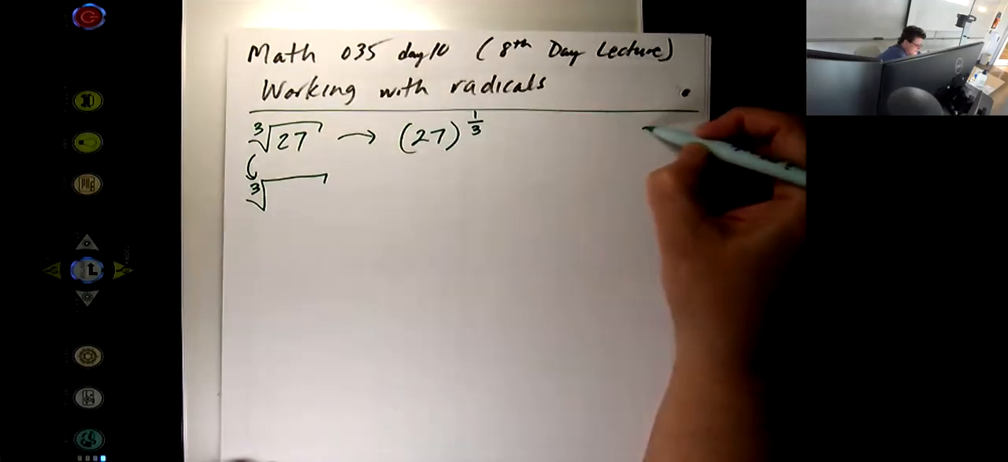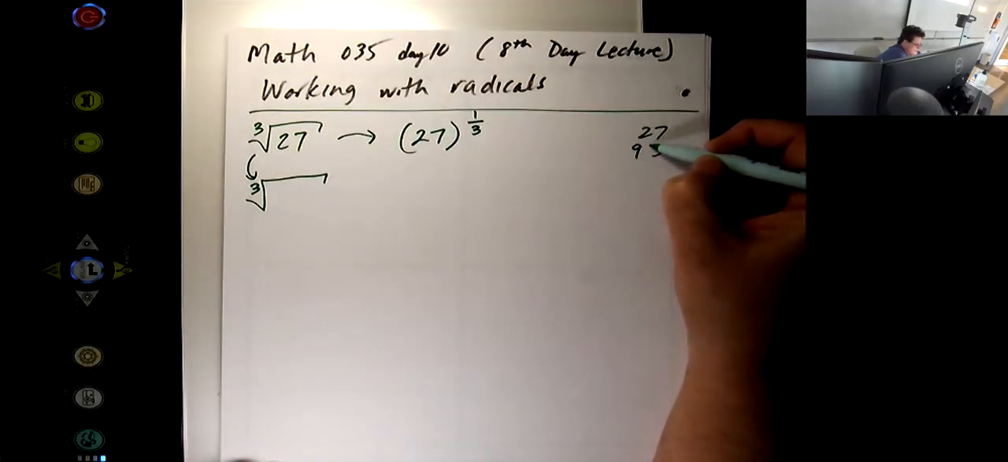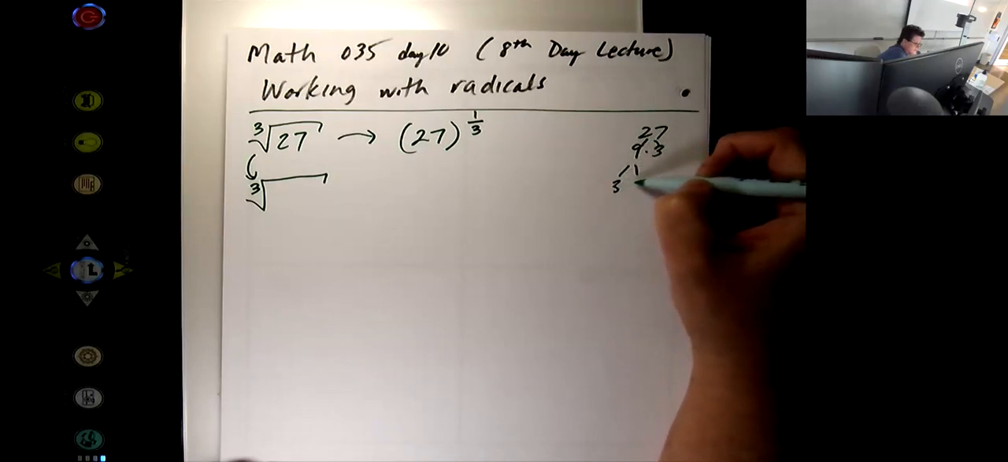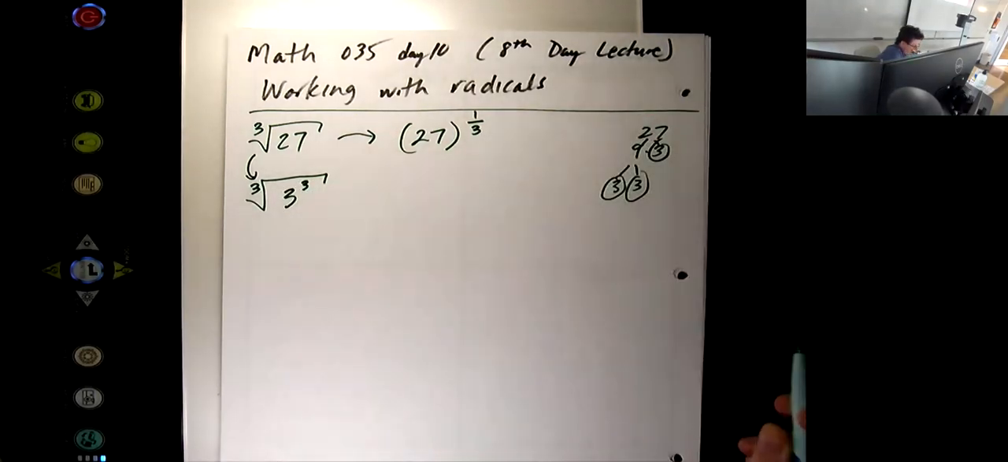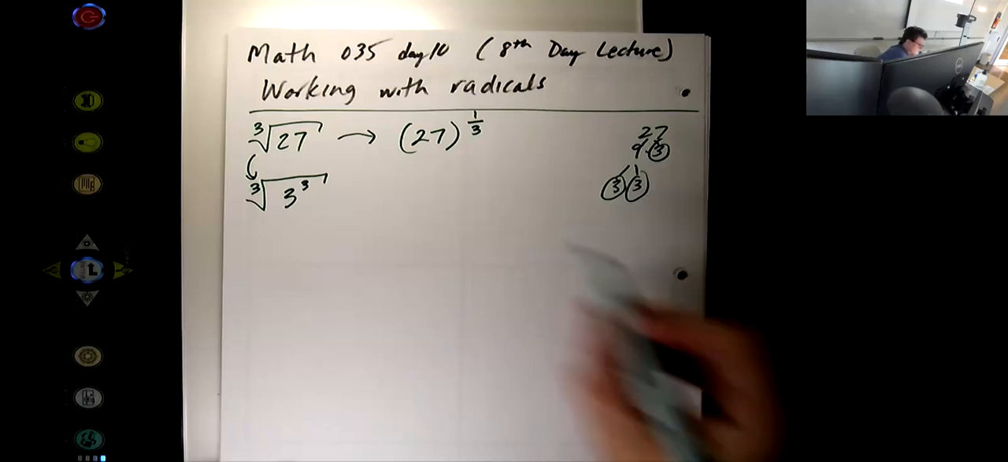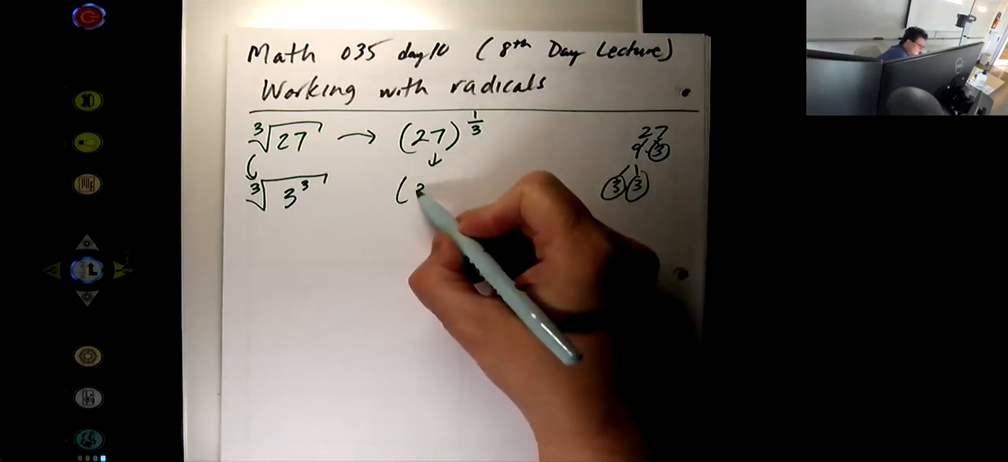27 is 9 times 3. And so 9 is 3 times 3. So I got a 3, a 3, a 3. It's 3 cubed in here. So the equivalent of following this path would be having the 3 cubed in here.